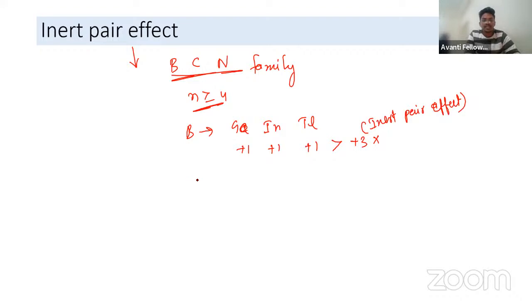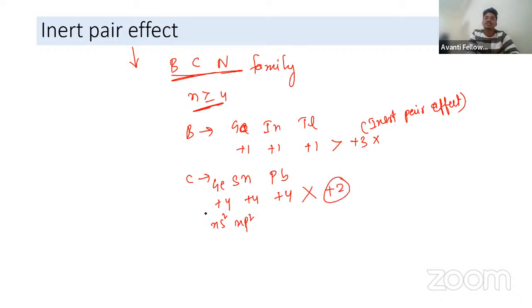And next, in the carbon family, what is going to happen? Who are the elements in the carbon family? Germanium, tin, lead. They have to exhibit the +4 oxidation state because the outer electronic configuration is ns2 np2, but they will not exhibit the +4 oxidation state. They are stable in the +2 oxidation state. Because they are not stable in +4, same inert pair effect.